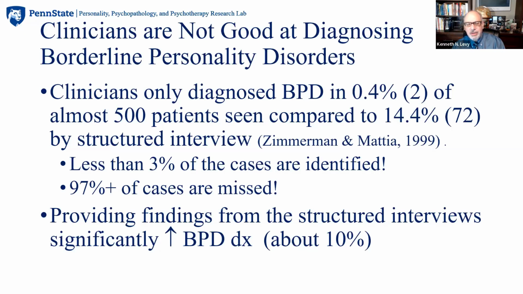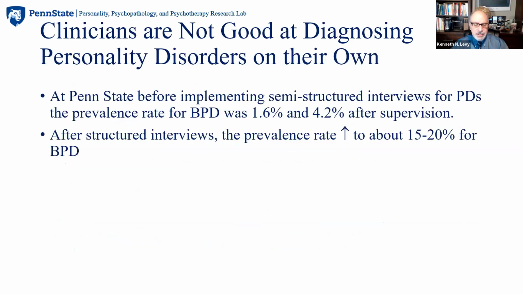So it means that less than 3% of the cases were actually being identified, or 97% of the cases were being missed. The research assistants then shared the diagnostic information from the structured interviews with the clinicians. And in about 2/3 of the cases, the clinicians actually changed the diagnosis to BPD, raising the prevalence to about 10%. When I first arrived at Penn State, we weren't doing structured interviews for personality disorders. I implemented that as part of my research program.